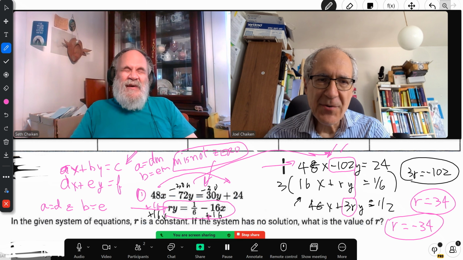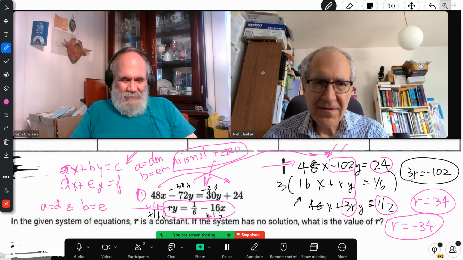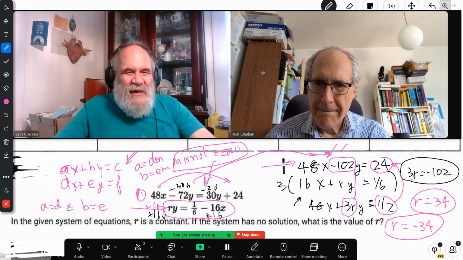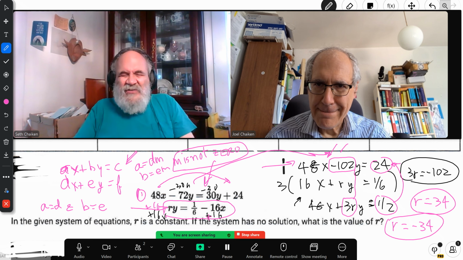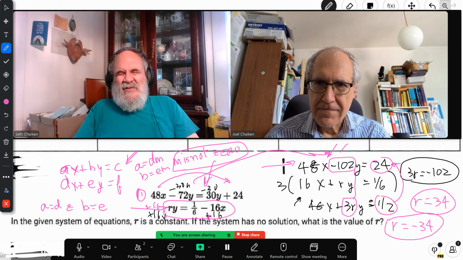So here we didn't even check. Well, here we know that a half doesn't equal 24, so those numbers are different. Well, this condition about a equals dm and b equals em is given a name, and that name is that the left-hand sides are linearly dependent.